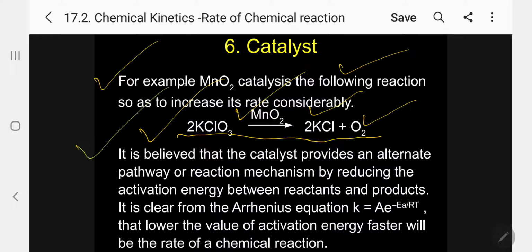It is believed that the catalyst provides an alternate pathway or reaction mechanism by reducing the activation energy between reactants and products. It is clear from the Arrhenius equation, K equal to A into e to the power of minus Ea by RT, that the lower the value of activation energy, the faster will be the rate of chemical reaction. Kindly follow.